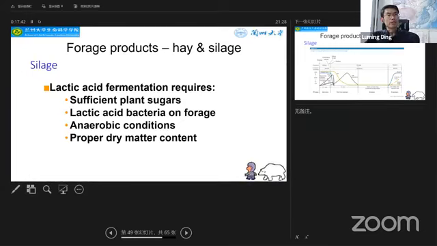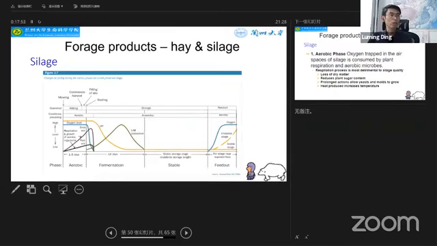Lactic acid fermentation requires sufficient plant sugars, lactic acid bacteria on forage, anaerobic conditions, and proper dry matter content. The figure shows the several stages of making silage. The first stage is aerobic, where there's still some oxygen. The second is anaerobic, where the pH decreases and the lactic acid increases. But in the third stage, it is stable.